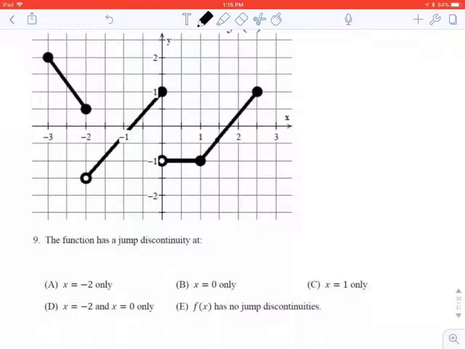9. Where does the function have jump discontinuity? It has it here at -2, has it here at 0. So -2 and 0 is answer D.